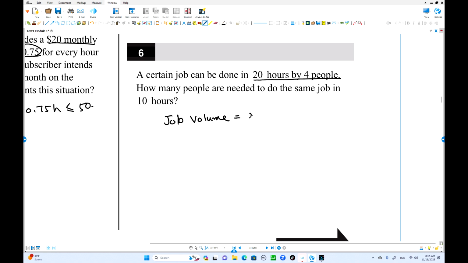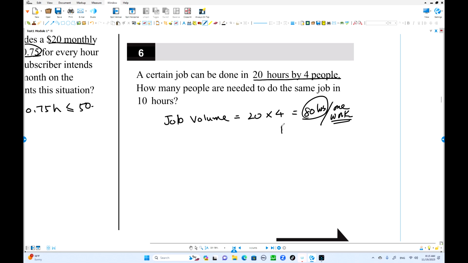Job volume equals what? 20 times 4, that is 80. That means 80 hours for one work. This number is called job volume. Job volume doesn't change, okay?